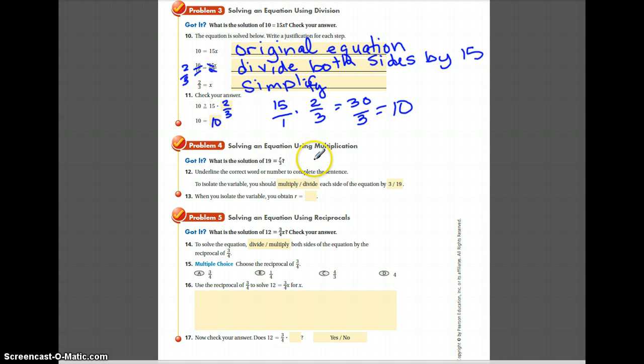Problem 4, 19 equals r over 3. Underline the correct word or number to complete the sentence. To isolate the variable, you should multiply each side of the equation by 3. That's because there's a 3 in the denominator right here. So if we multiply by 3 on both sides, these 3's will cancel out and you'll have the r isolated. When you isolate the variable, you obtain r equals, well, 3 times 19 is 57.